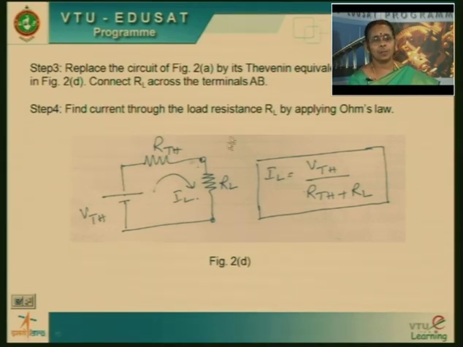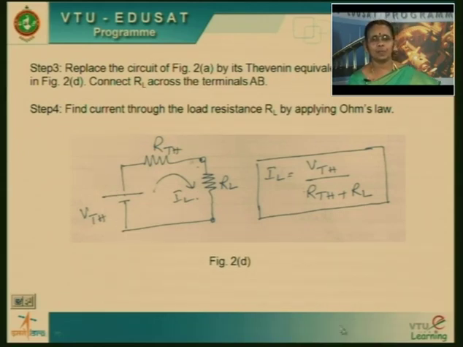To this series combination, connect the load resistance through which the current is to be calculated. After connecting it, you find that there is only one single loop. So you can find out the equivalent resistance, which is nothing but equal to the series combination of RL and R Thevenin. So the equivalent resistance is RL plus R Thevenin, and you have only one voltage source, which is V Thevenin.